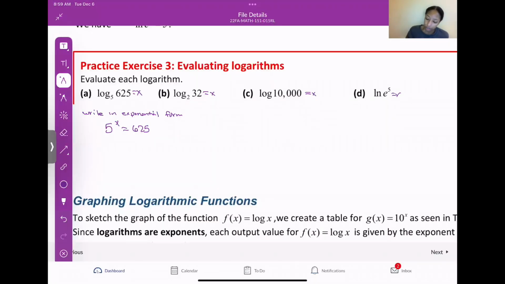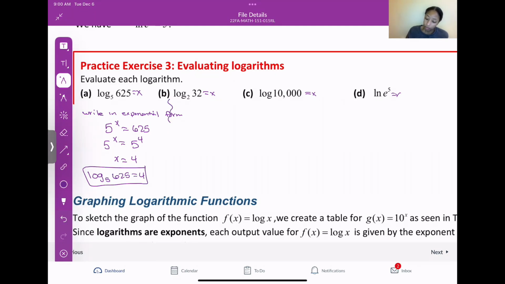Okay, let's knock this one out. So we've written this in exponential form. Log base 5 of 625 equals x is 5 to the x power equals 625. 625 is 5 to the 4th power. So that means x is equal to 4. Or this logarithm, log base 5 of 625 equals 4.